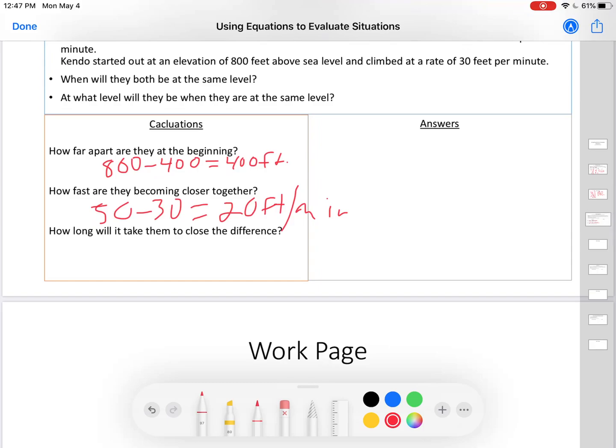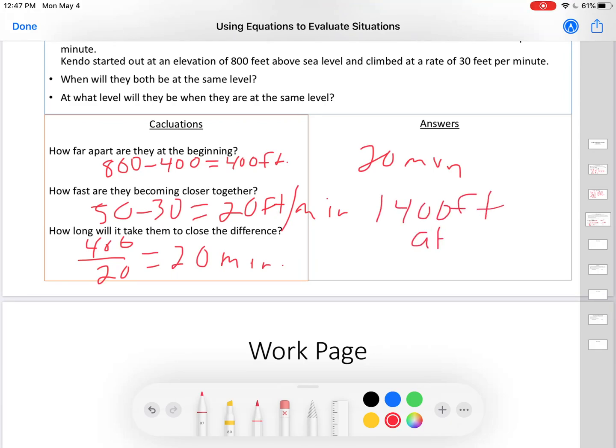All right. If it's 400 feet they have to make up, and it's 20 feet per minute, then how do we find how long it will take them? Well, you do 400 divided by 20 is 20 minutes. Now, to find out where they will be, we have to do some regular calculations, but since we know it from the table, we'll put that in as our answer. So it's still 20 minutes, and it is 1,400 feet above sea level.